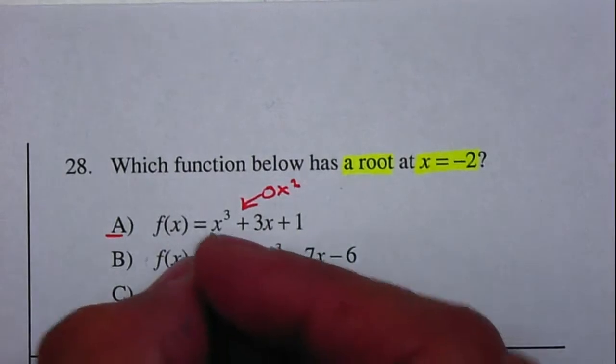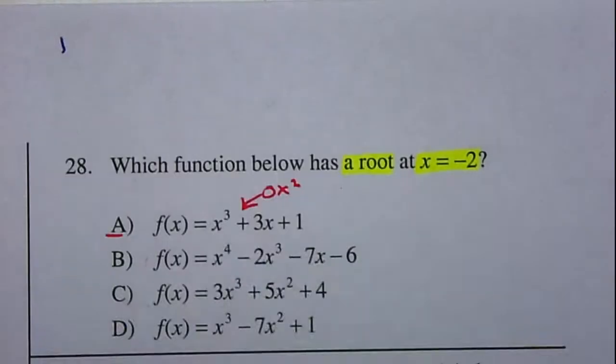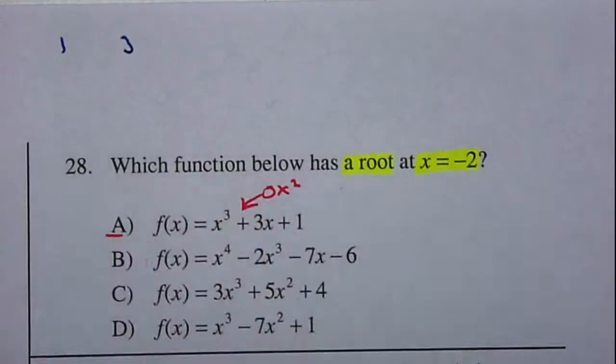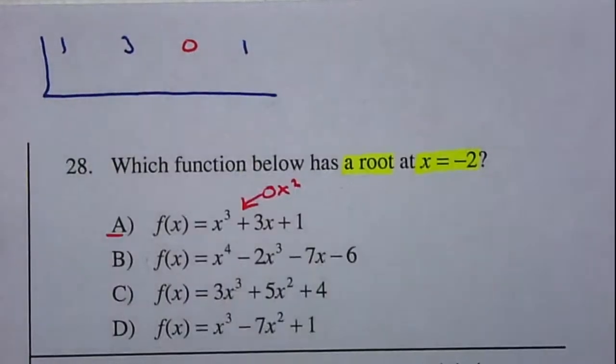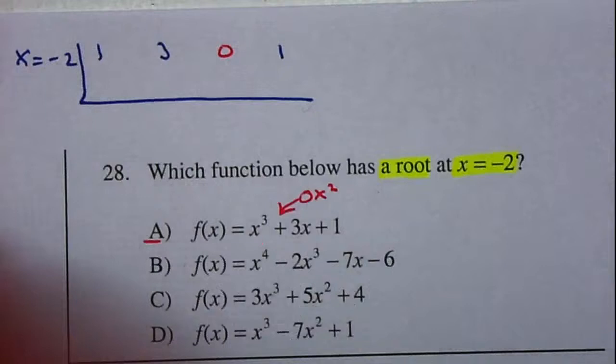So my coefficients are 1, 3, 0, and 1. And I'm going to let x equal to negative 2. I'm going to start with the 0. Then we add.